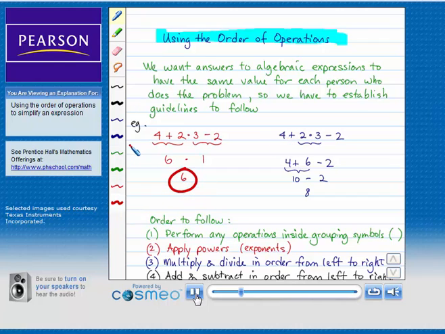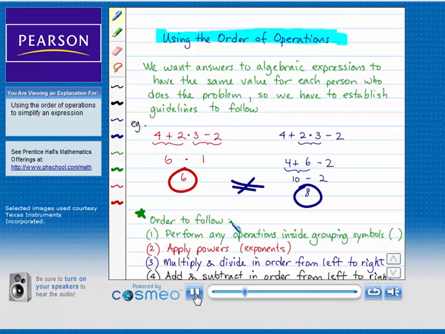On the other hand, if I were doing the problem, I might look at it and say, hey, I'm going to do the multiplication first. 2 times 3 is 6. Then I'm going to add 4 to get 10, and lastly I'm going to subtract 2, but that gives me 8. And notice that those two things are not equal. So in order to avoid that situation, we need to establish guidelines to follow.